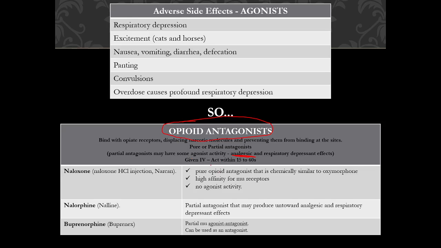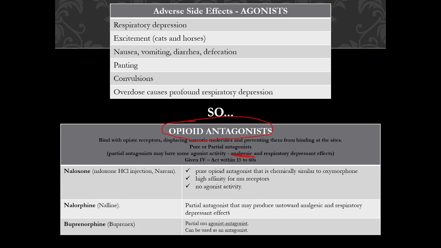So we usually give these IV, or if it's Narcan, we can give it up the nose, and they act within 15 to 60 seconds, so very, very quickly. Naloxone is a pure opioid antagonist. It's chemically similar to oxymorphone and has a high affinity for mu receptors. It has no agonist activity, so once you give it, all the opioid is gone.